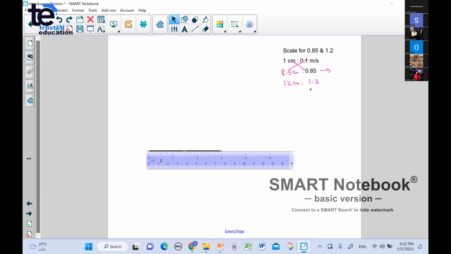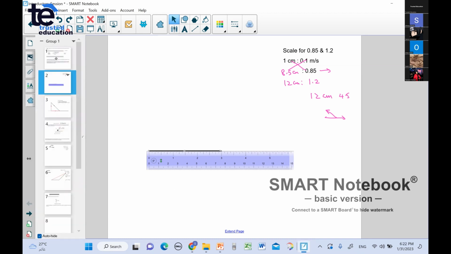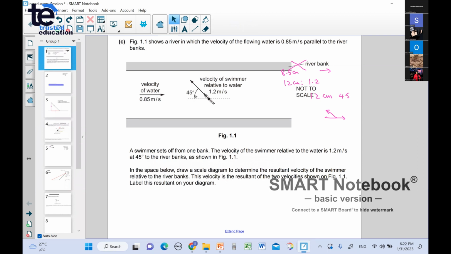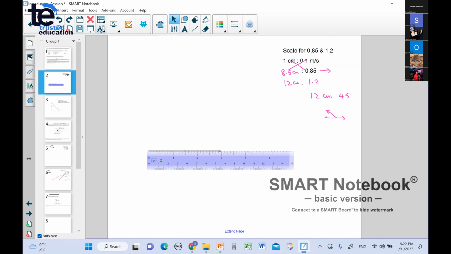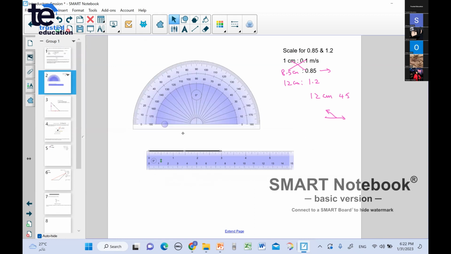Now I need to draw the other vector, which is 12 centimeters with an angle of 45 with the horizontal, as you know. Go back to the question. It was like this. If you look at the question, the first vector was making 45 degrees with the horizontal. So I'll go back to my drawing here. I'll bring my protractor. Of course, you have to use a geometry set, otherwise you will get a wrong answer.